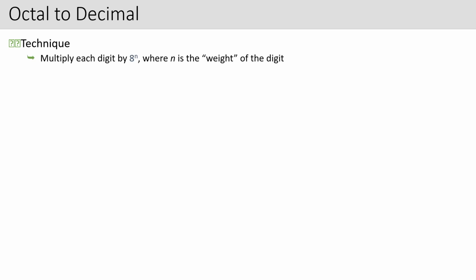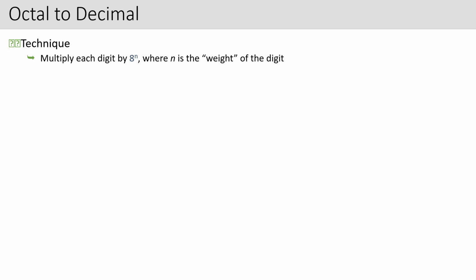Here you will multiply each digit by 8 to the power n. But what is n? n is the weight of the digit. If you remember, when we converted binary to decimal, I multiplied each digit by 2 to the power n, because the base of binary is 2. So in that case we multiplied the digit by 2 to the power n, where n is the weight of the digit.